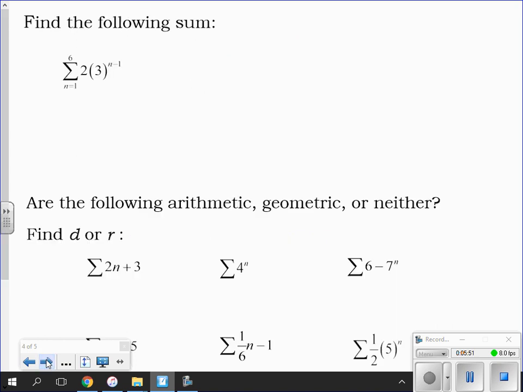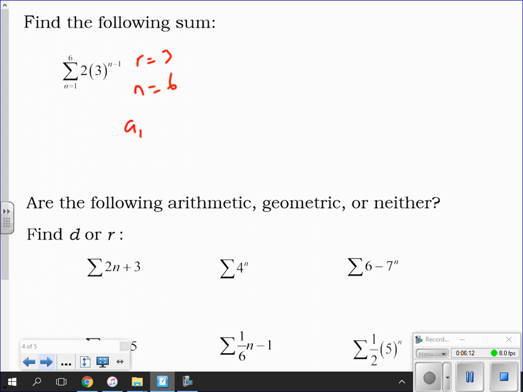Moving on to the next one, and oh, this is a nice quick lesson. I like that. So find the following sum. Here's what I need. I need my r. What's my r? My r is 3. I need to know how many numbers I'm adding together. That's 6. I need to know my first term.